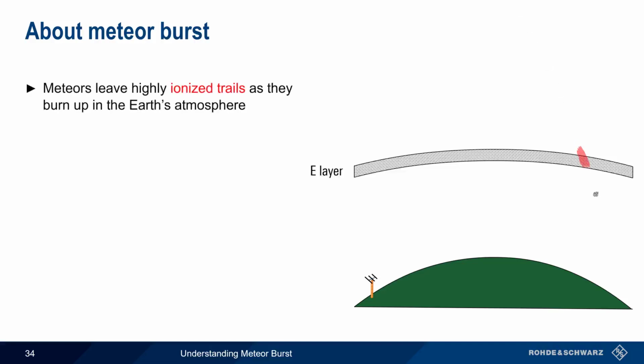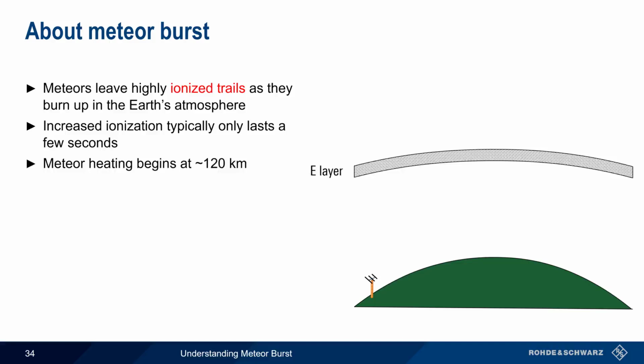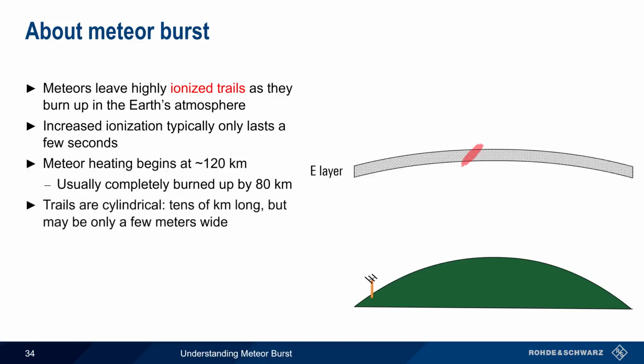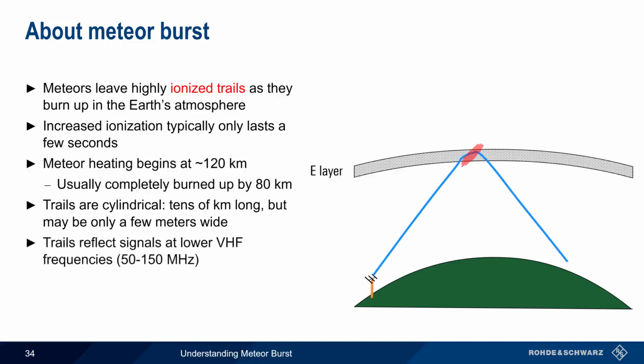Meteors leave highly ionized trails as they burn up in the Earth's atmosphere, with this increased ionization typically lasting only a few seconds. Meteor heating begins at altitudes of about 120 kilometers, and most meteors are completely burned up before they reach an altitude of 80 kilometers. The ionized trails are cylindrical, usually tens of kilometers long, but maybe only a few meters wide. These trails can be used to reflect VHF signals, bending them back towards Earth, and thus meteor bursts can enable long-distance skywave propagation at lower VHF frequencies.